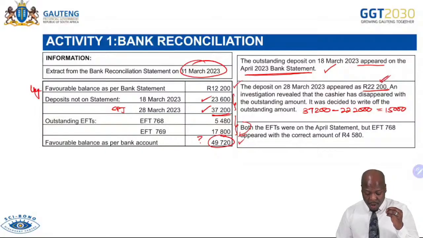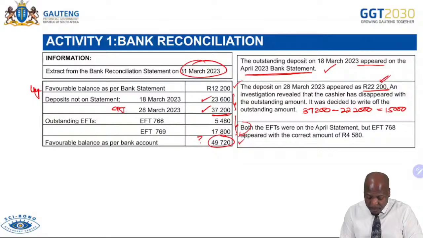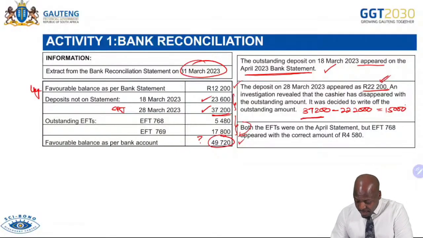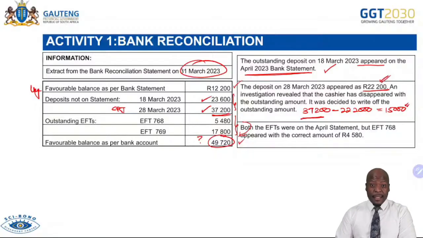It's a deposit, so it was in the CRJ. That means in the CRJ, there's a deposit of 37,200, which is not supposed to be there. And the amount is 15,000.